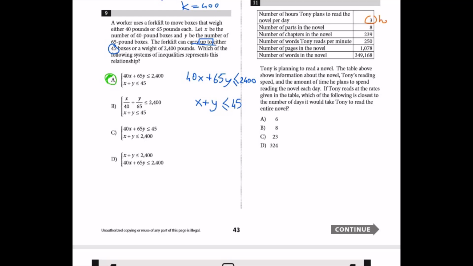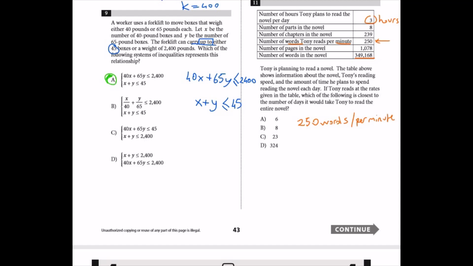So he is reading 3 hours a day. The number of parts of the novel, irrelevant. Chapters, irrelevant. Okay, words per minute, this is good to know. Pages, irrelevant here. And the number of words, this is good. Now we are going to convert everything into words. So, time equivalence of words. We know that he reads 250 words per minute, given here.